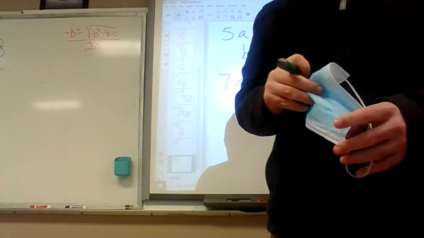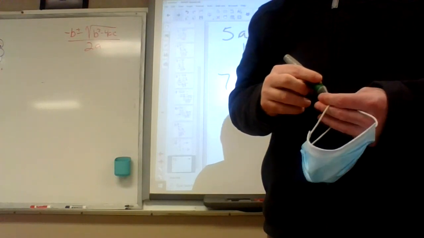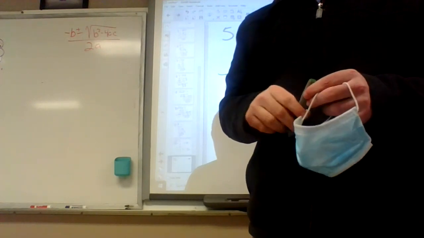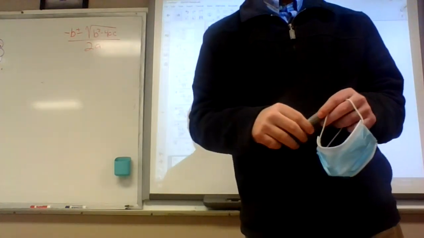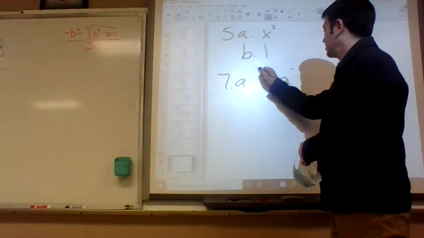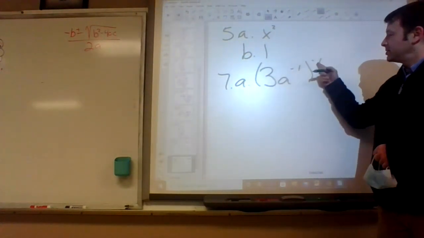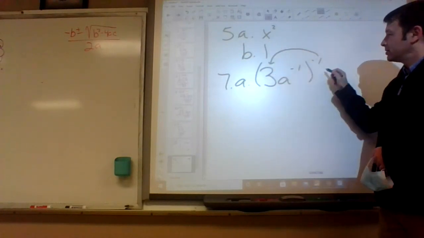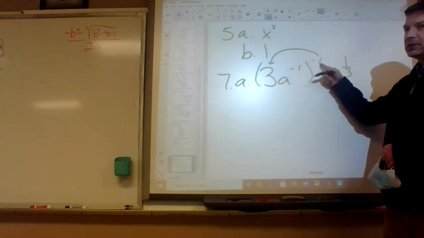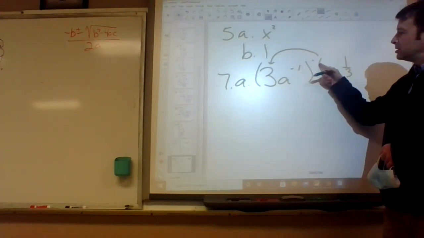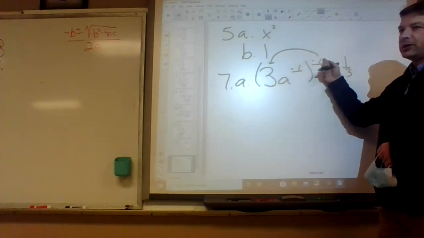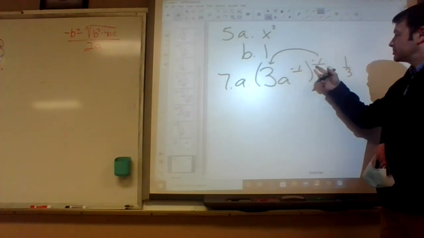There's a couple ways to think about 7. We could simplify in the parentheses first, or we could distribute. Let's distribute. What's 3 to the negative 1? 1/3. Everything in the parentheses is to the negative 1. What is a to the negative 1 to the negative 1? Positive, multiply. So it's just A.